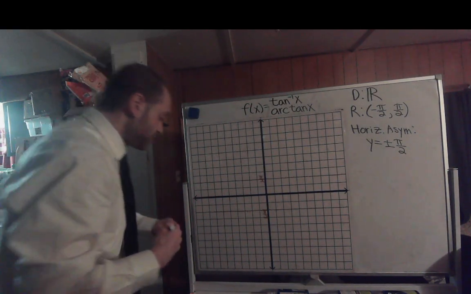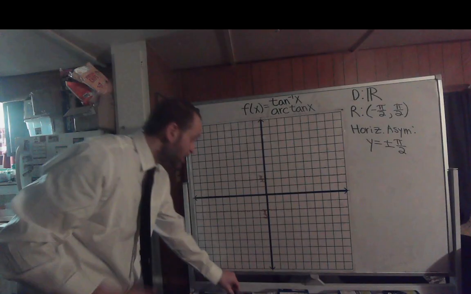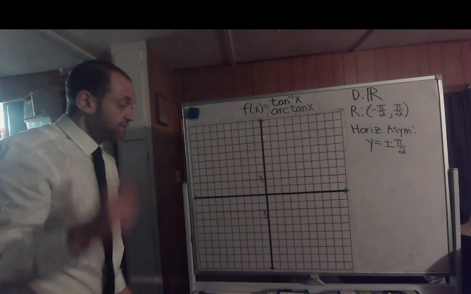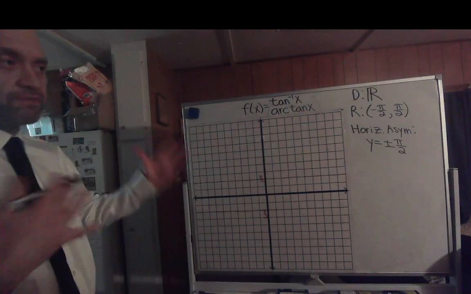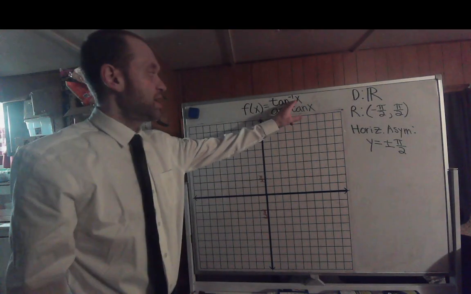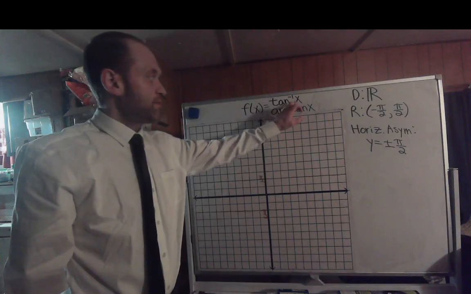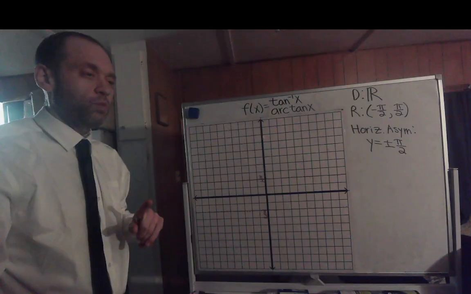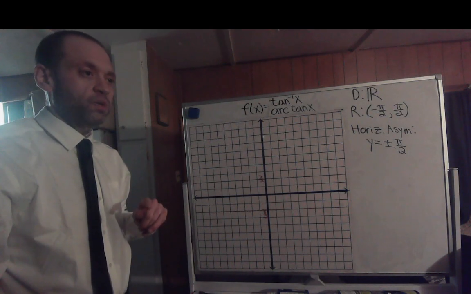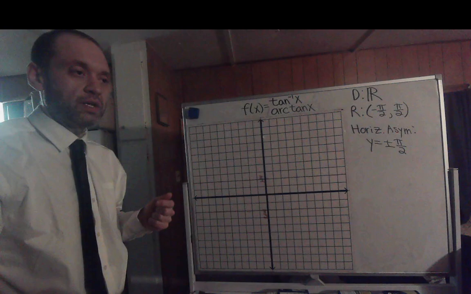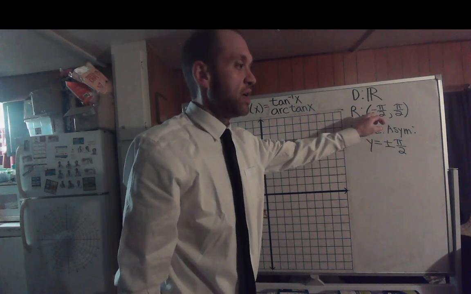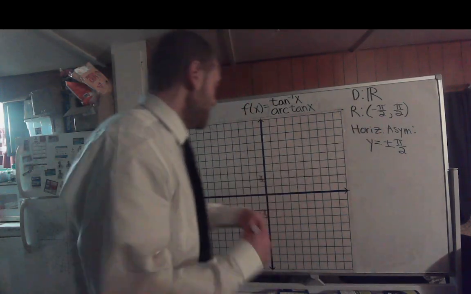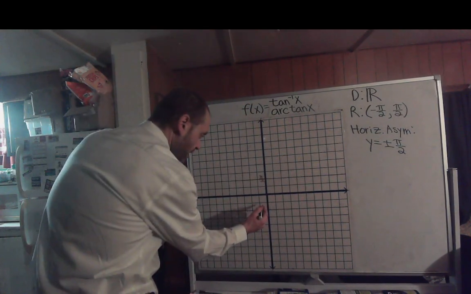All right, so let's see. Because the domain of the inverse tangent of x is all real numbers, but what if I put in negative 1? What gives me a tangent of negative 1 within the range? That would end up being negative pi over 4, which would be about right here.